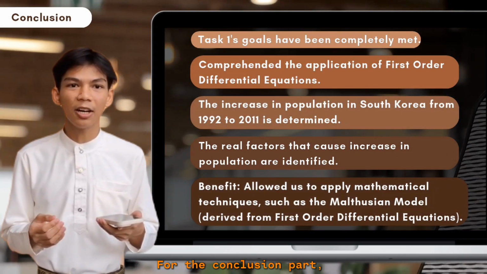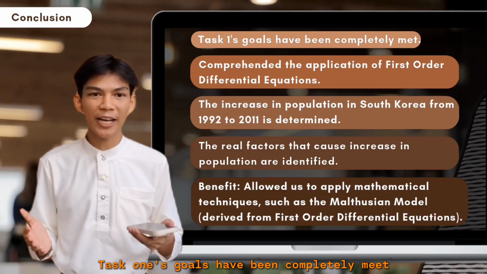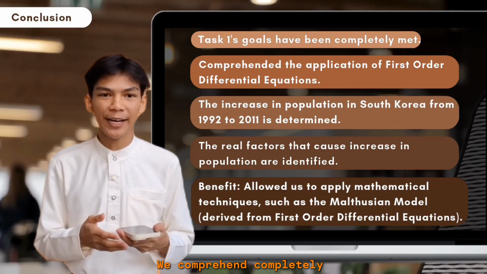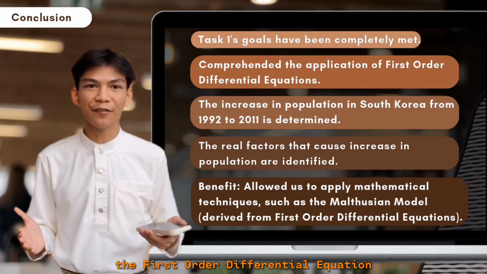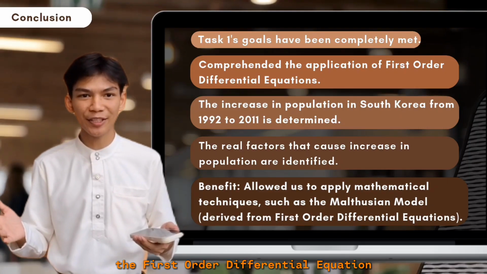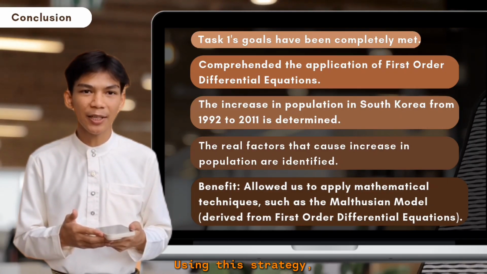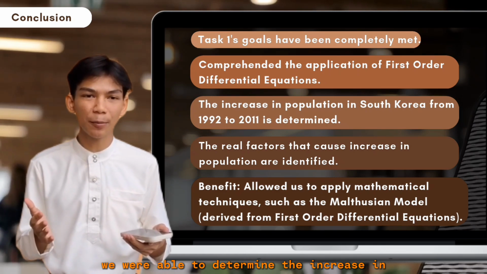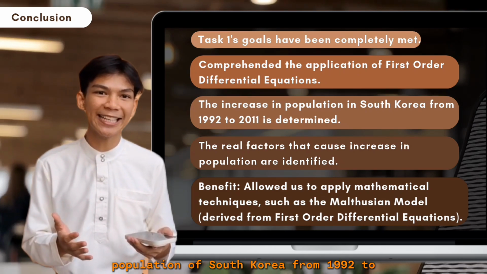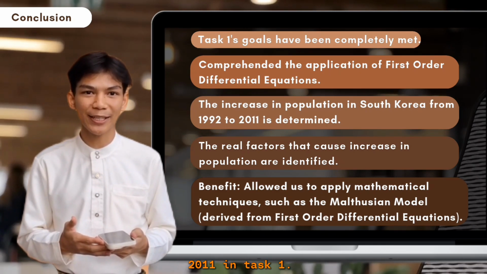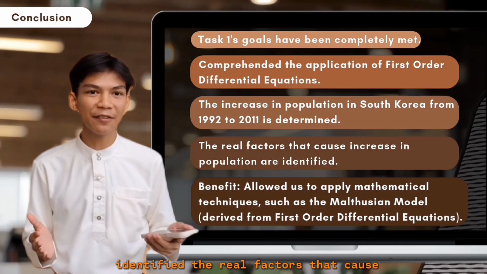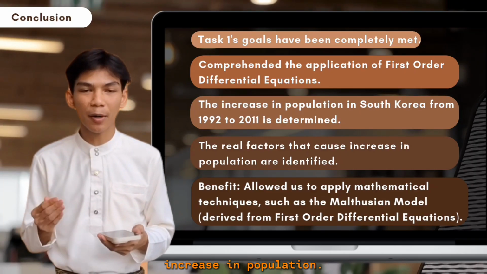For the conclusion part, all things considered, Task 1's goal has been completely met. We comprehend completely the application of first-order differential equations from the MAT097 course to our project. Using this strategy, we were able to determine the increase in population of South Korea from 1992 to 2011 in Task 1. In addition, we also identified the real factors that cause the increase in population.